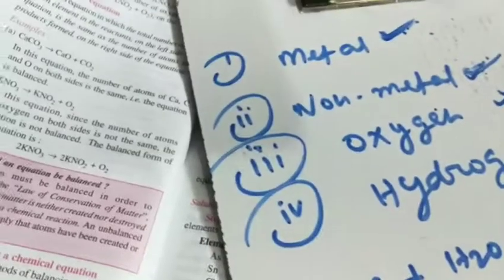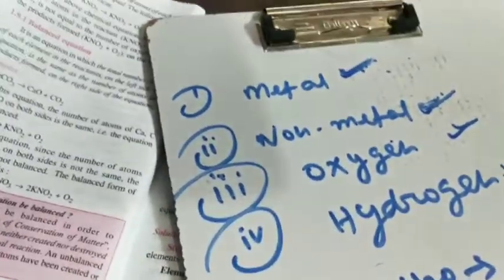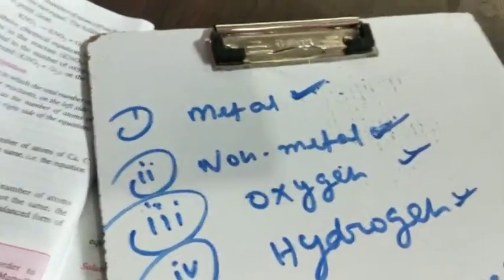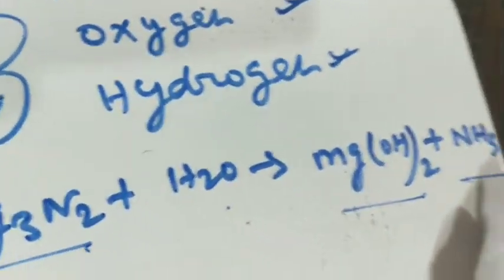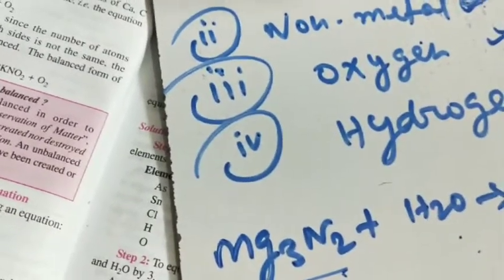Here this compound, magnesium nitride, Mg3N2, plus H2O, when they react, forms magnesium hydroxide and ammonia. Now you follow the rule. First we check which element is metal. That is magnesium. We see here magnesium, it is a metal, on the left hand side and magnesium on the right hand side.